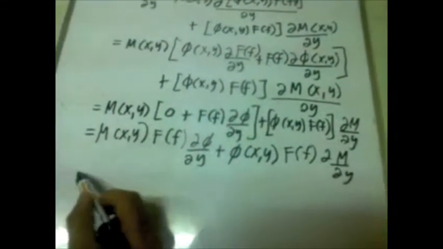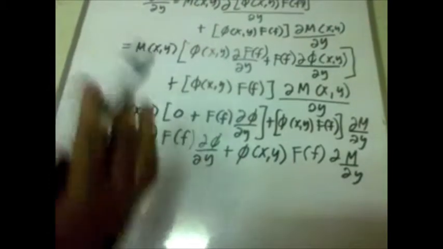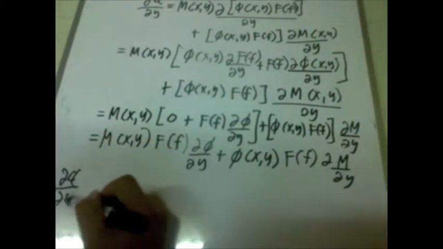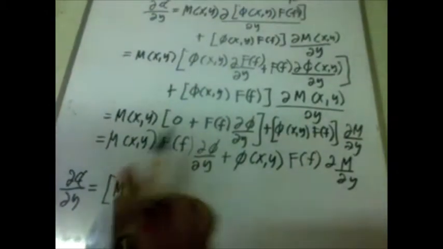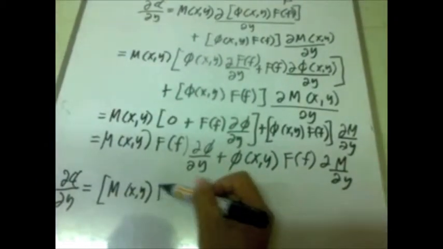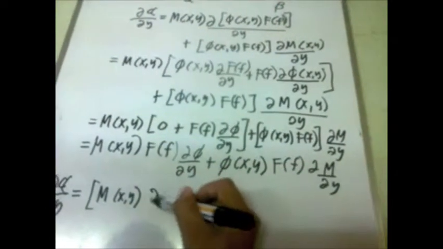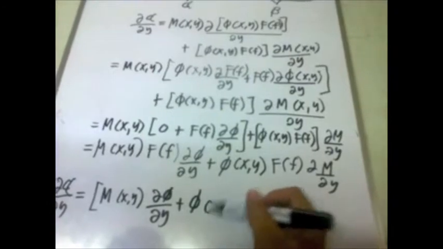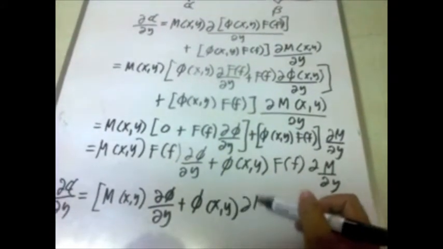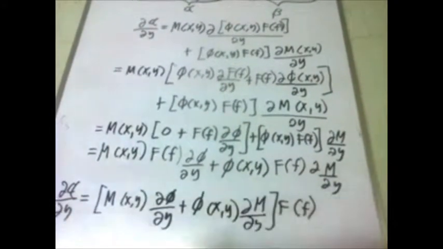Then here we now arrive at our final equation, the partial of alpha over partial of y is now equal to m of xy multiplied by f, because we're going to factor out the function of f, multiplied by the derivative of phi over the derivative of y, plus the function of phi xy multiplied by the partial of m over partial of y, multiplied by this f of f. Okay, so after we consider the alpha, now let us consider beta.